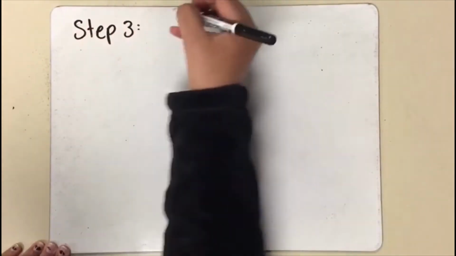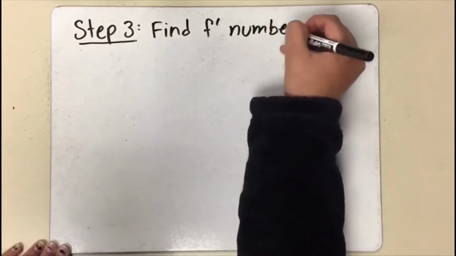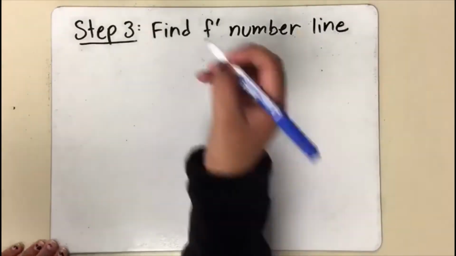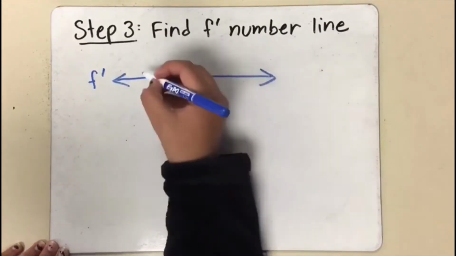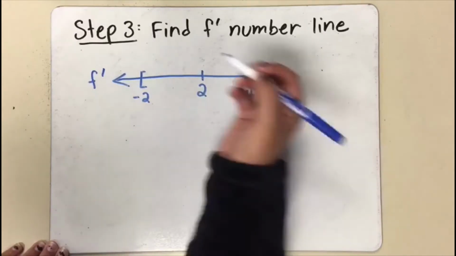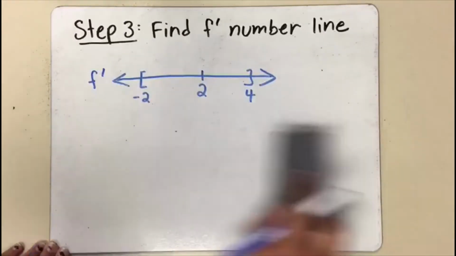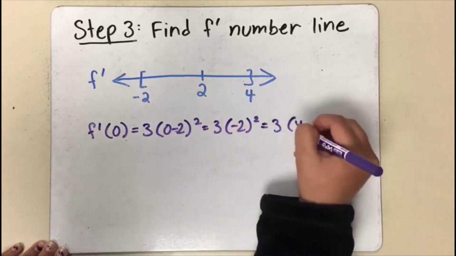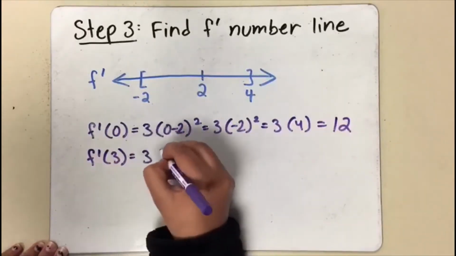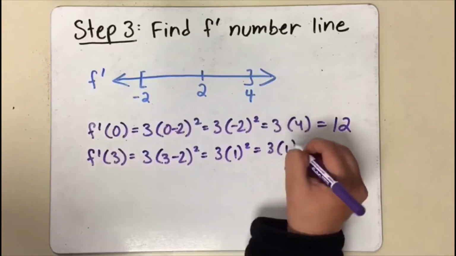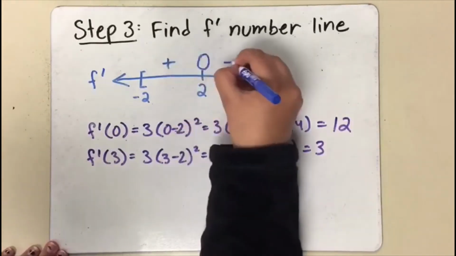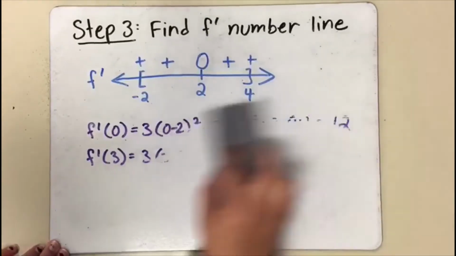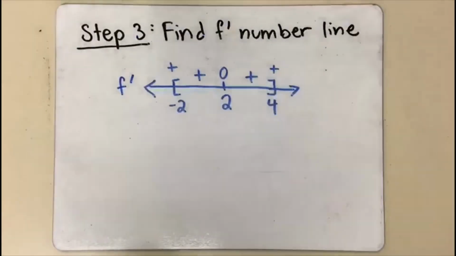The third step is to find the derivative number line. We can draw the number line for f prime using the first derivative test. We can place bounds at -2 and 4 and a 0 at x equals 2. Since f prime of 0 is equal to 12 and f prime of 3 is equal to 3, and both of them are positive, we place positive signs on the number line.